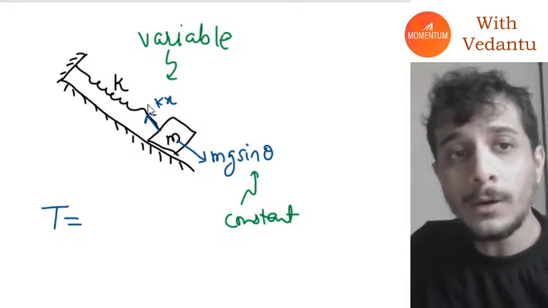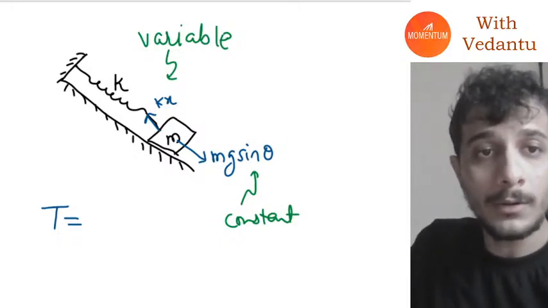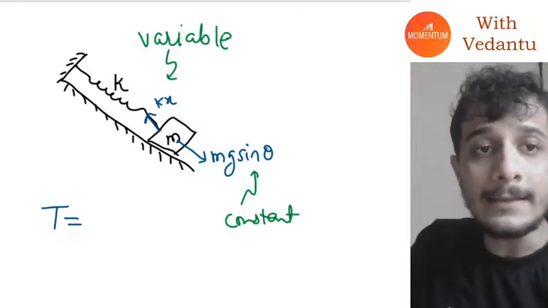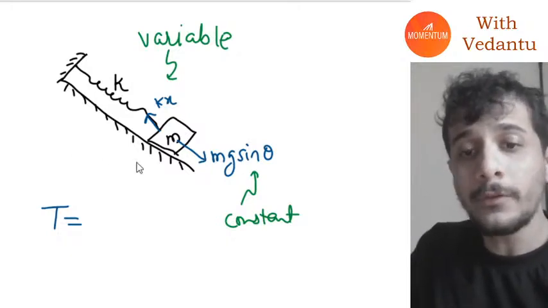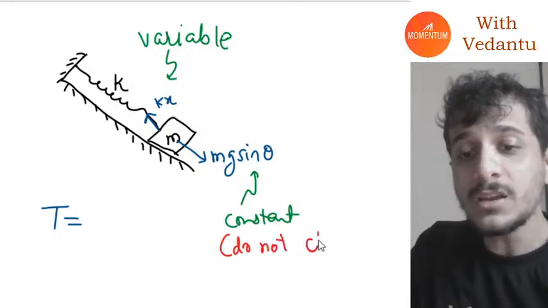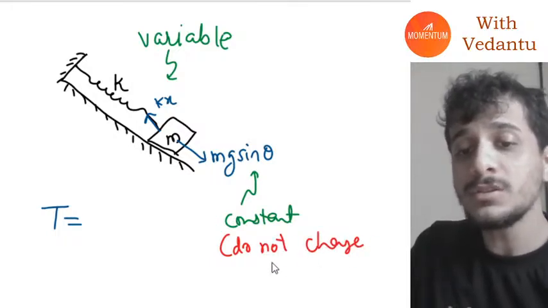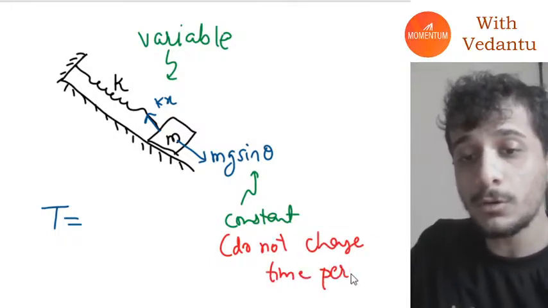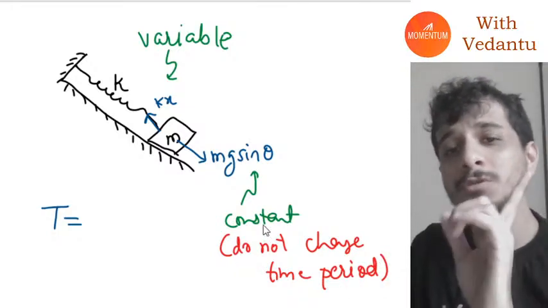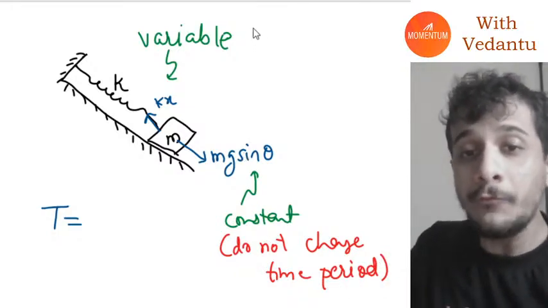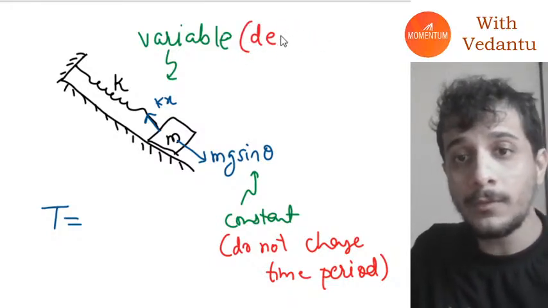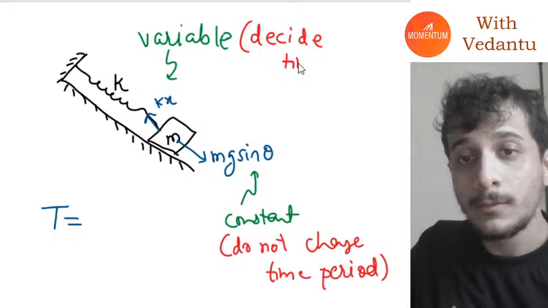Okay, now you have to understand this, guys, and this is very important. Everybody should know this: constant forces do not change the time period. If I have an extra constant force, it is only going to change the mean position. The variable forces decide the time period.